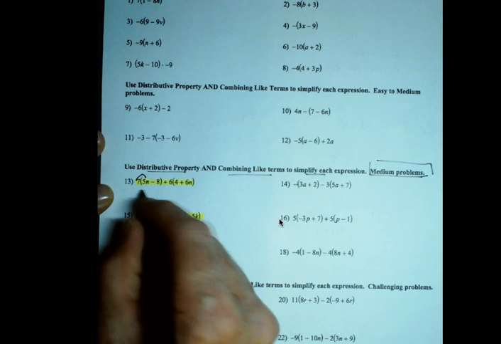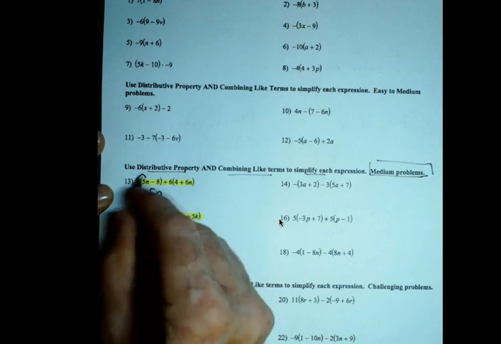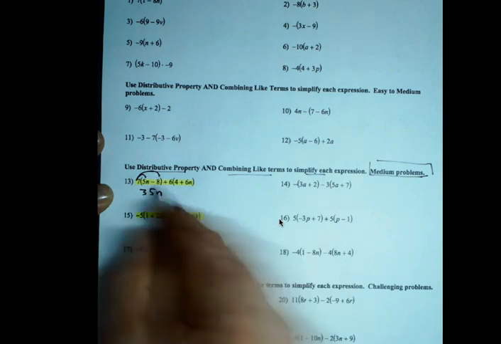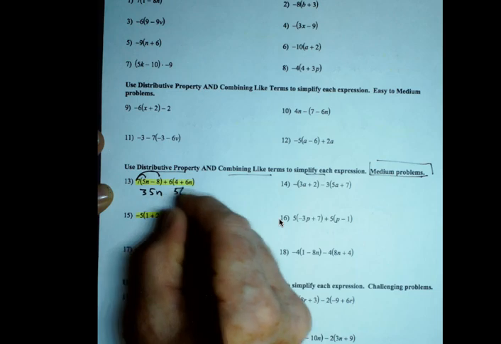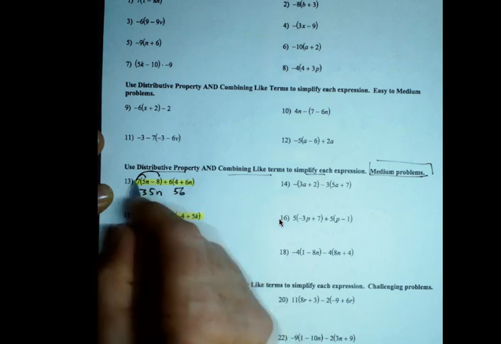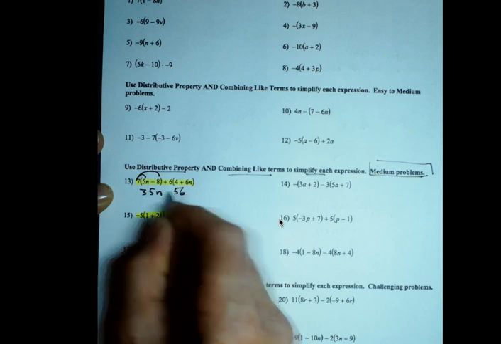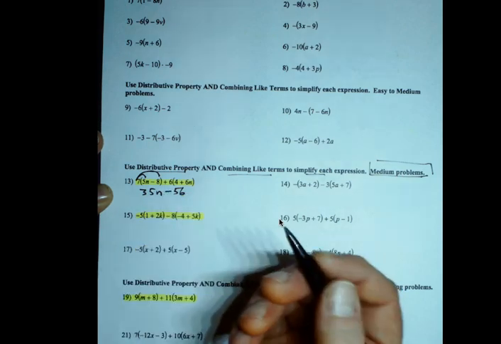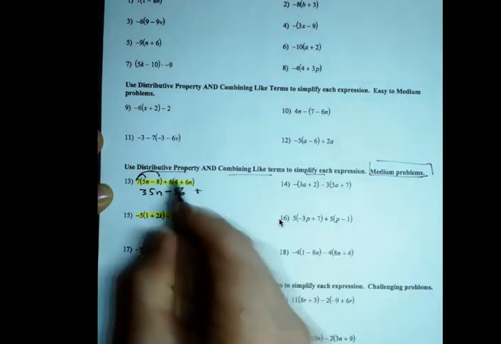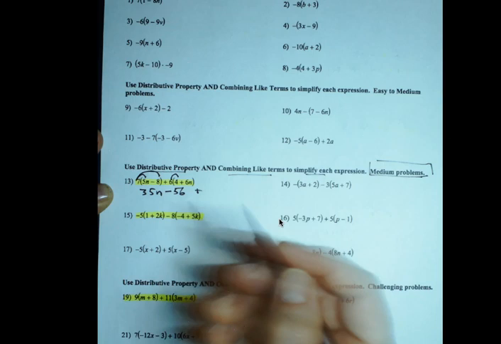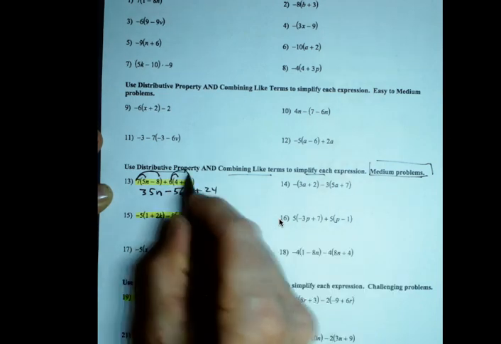So 7 times 5, that's going to give me 35n. And then I also have to distribute that 7 out to the 8. So 7 times 8 is 56. And that's a negative 8, so it's really 7 times a negative 8. So that's either a plus a negative 56 or just a minus 56. So we're going to put a plus sign in there, because now we're adding that to 6 times 4, which is 24. And then I'm going to take 6 times 6n.